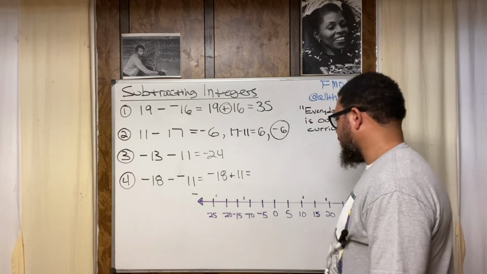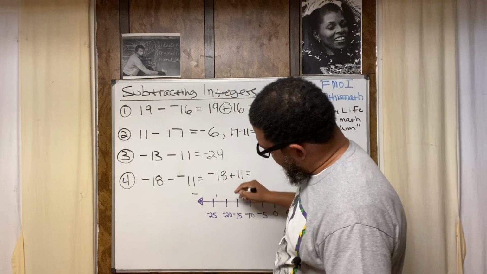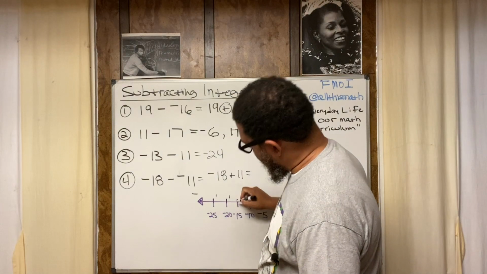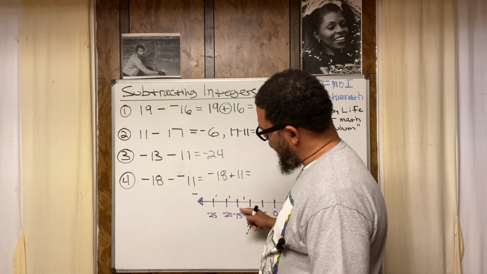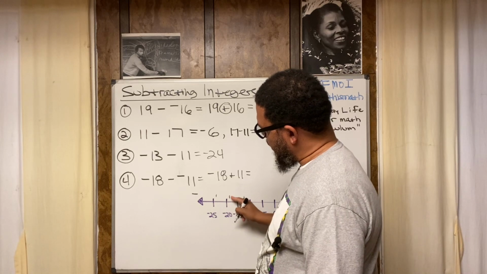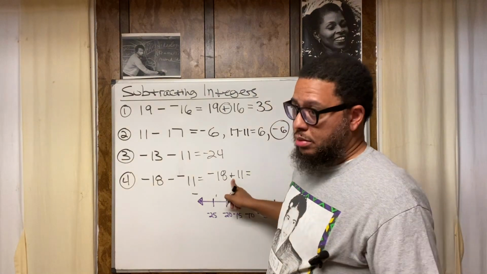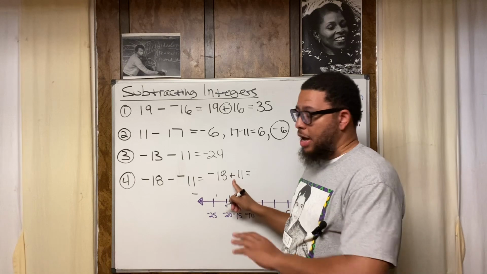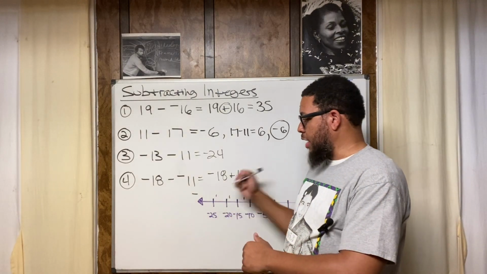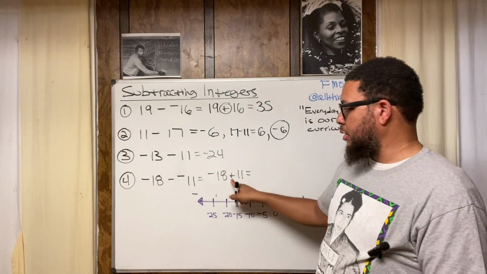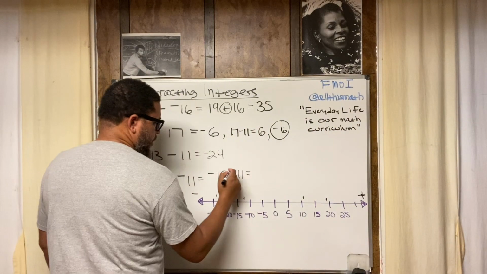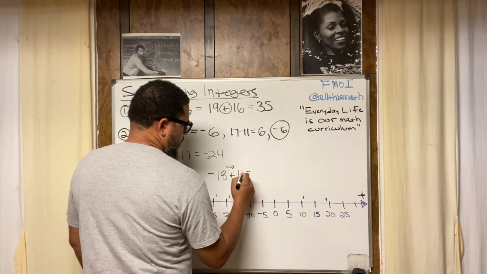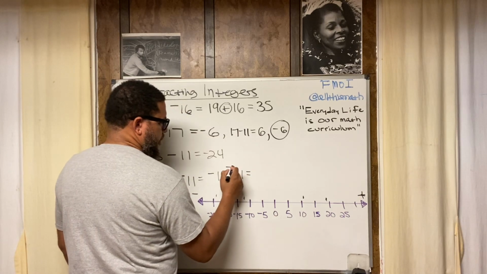Where is -18 at though? It's right there, before you get to -20, right? It's to the left of -15, but it's before you get to -20. Now, since we're adding, we're not moving left. We're moving to the right. Remember: starting point, direction, distance. So we're moving to the right, and then we go this many spaces, 11 spaces.